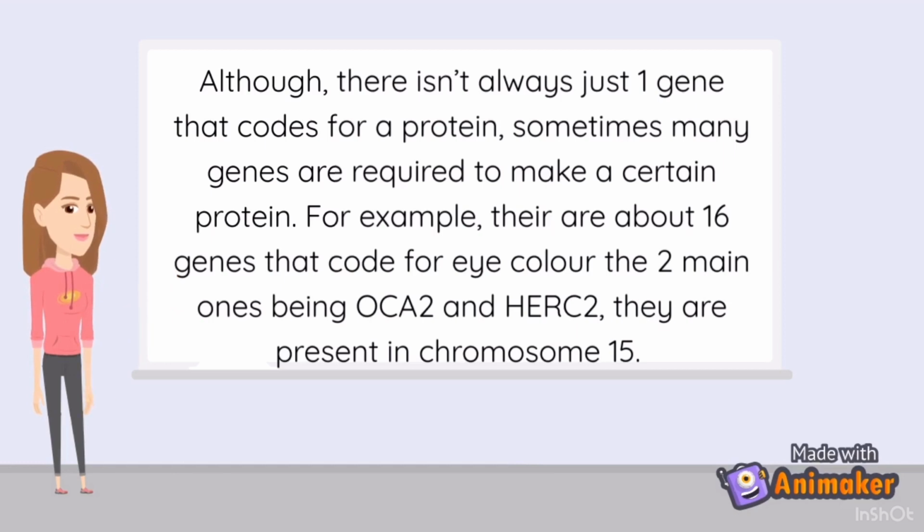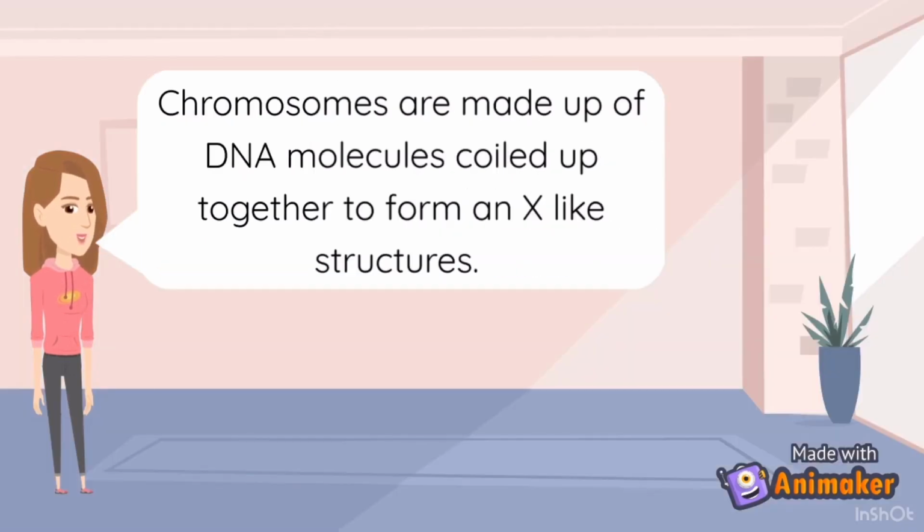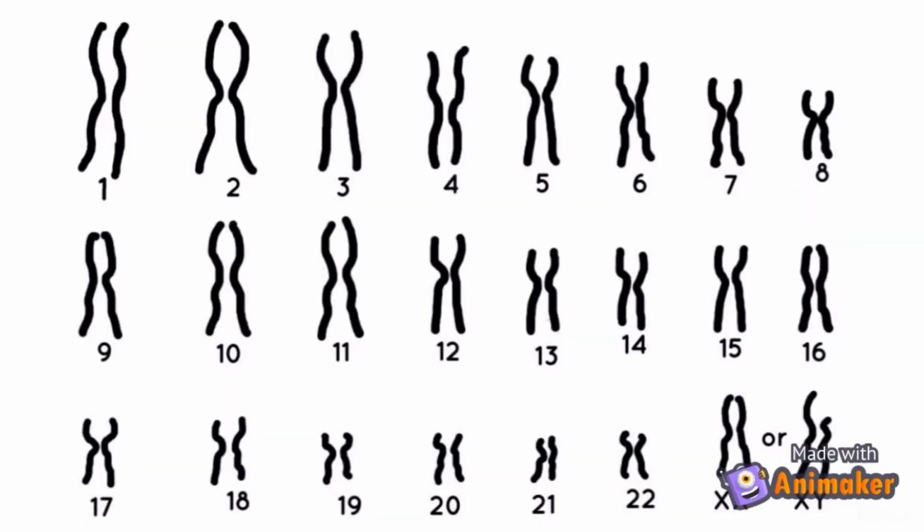Now you might be wondering, what are chromosomes? Well, chromosomes are made up of DNA molecules coiled up together to form an X-like structure. There are 23 pairs of chromosomes in a human body. That means we have 46 chromosomes. The first 22 chromosome pairs code for proteins, and the last pair codes for determining our gender.